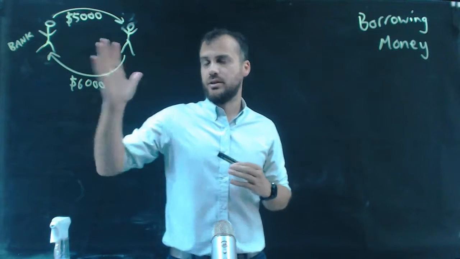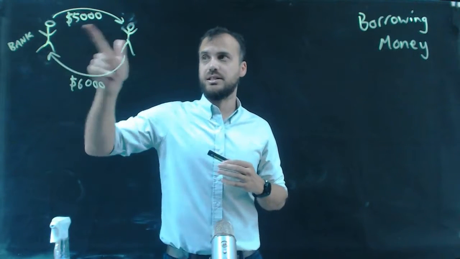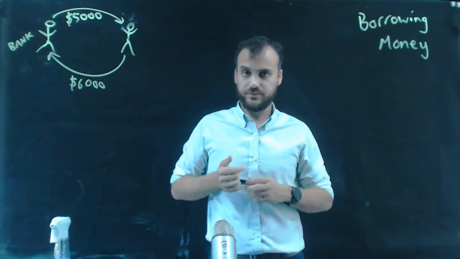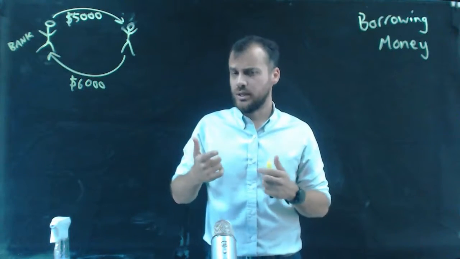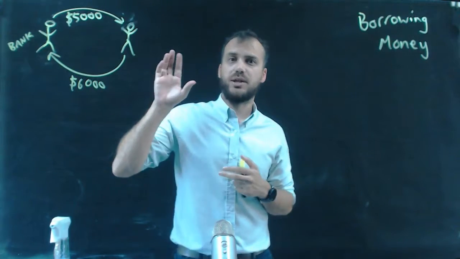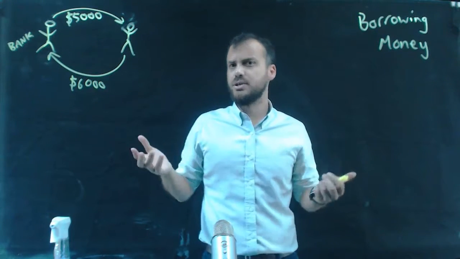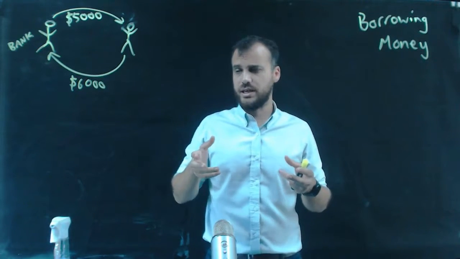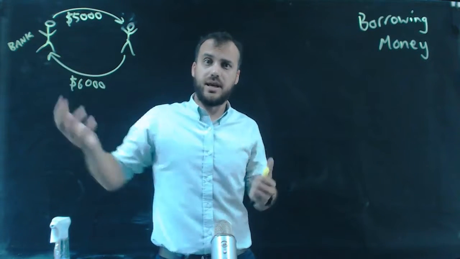Now this should work for both parties. It's good for the bank because the bank lends $5,000 and gets $6,000. They make $1,000 profit. It's good for you because you get $5,000 when you need it. Maybe you need $5,000 to start a business. You get $5,000 when you need it, and then you can pay it back.